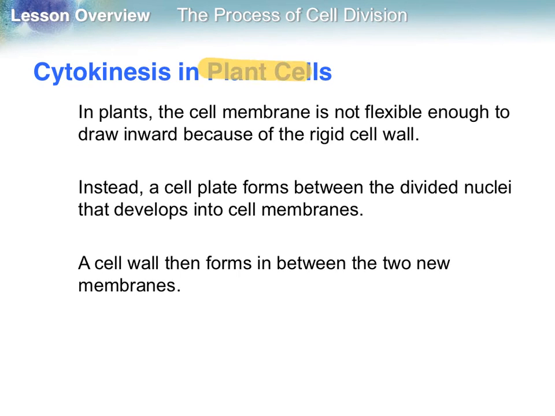This is different in plant cells because we don't have a flexible cell membrane because of our rigid cell wall. So instead of a cell membrane pinching in between, what we call a cell plate forms between the two nuclei, and that develops into two new cell membranes and two new cell walls in between the two.